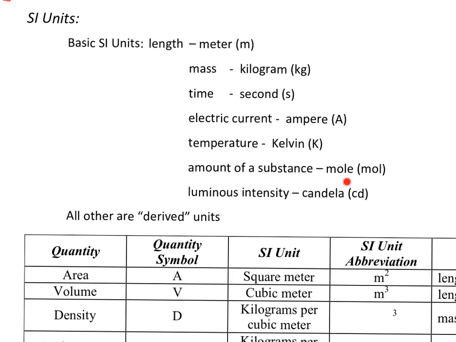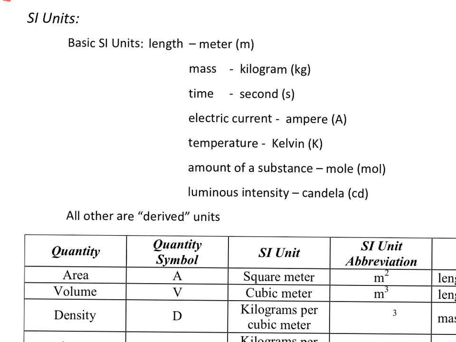Next is amount of substance. That's mole. And, you know, chemists are very lazy. And so to abbreviate mole, they went with MOL. So they don't have to write the E. This we're going to be using a lot in chemistry, but probably towards the end of first semester. Luminous intensity is a candela. And again, this is not one that you will really need to worry about. Even in AP chemistry or chemistry in college, you're not going to talk about candela very much.